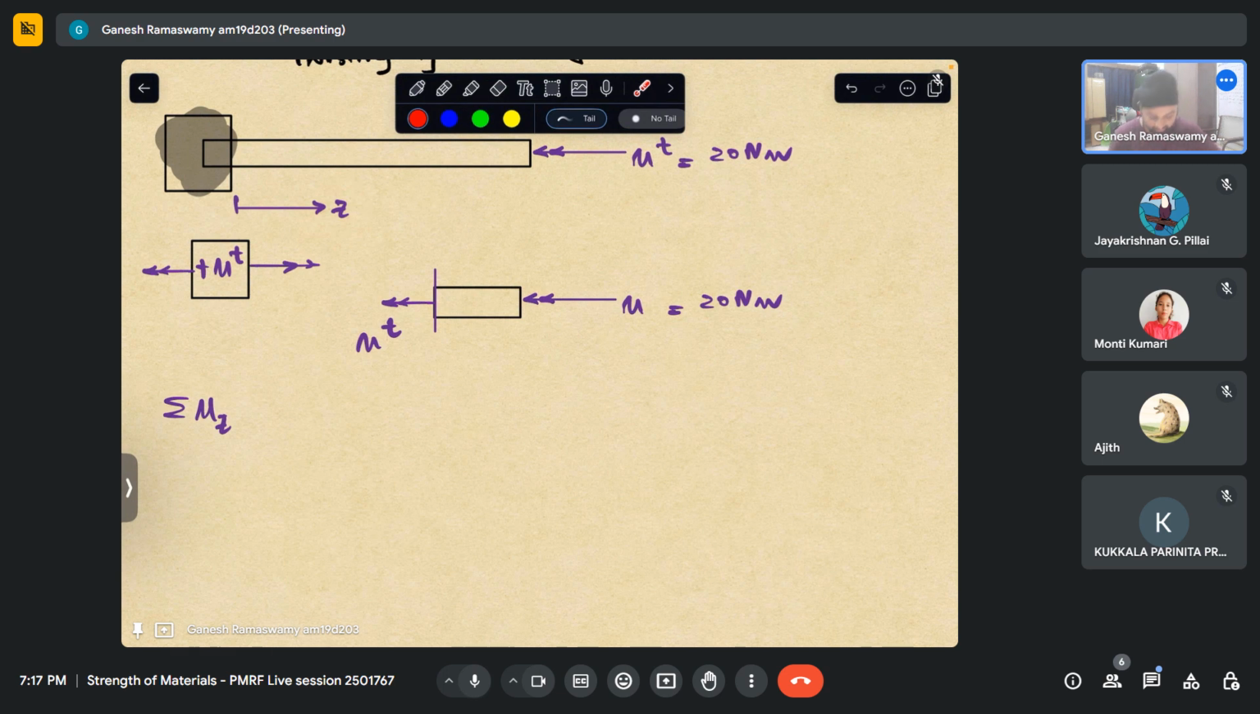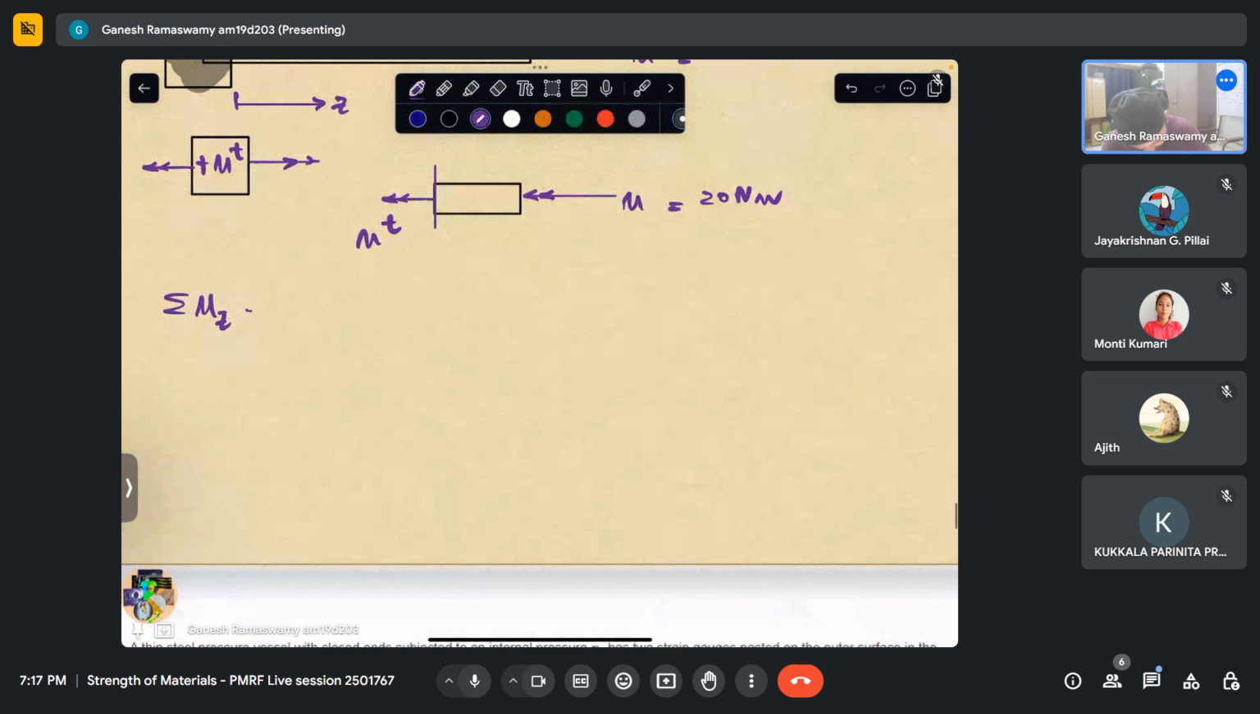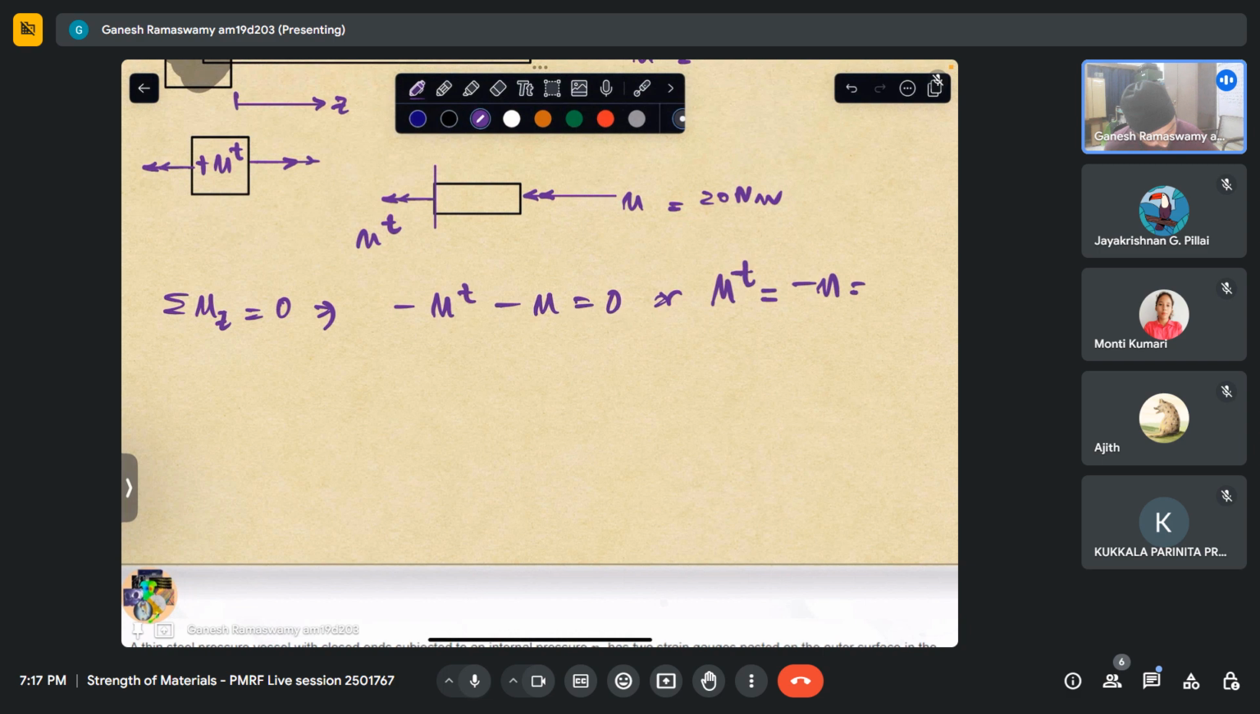So summing moments equal to 0 gives us minus MT minus M equals 0, or MT at any section is minus M, which is minus 20 Newton meter. So we have actually got our twisting moment at any general section, which again happens to be a constant. So far so good.